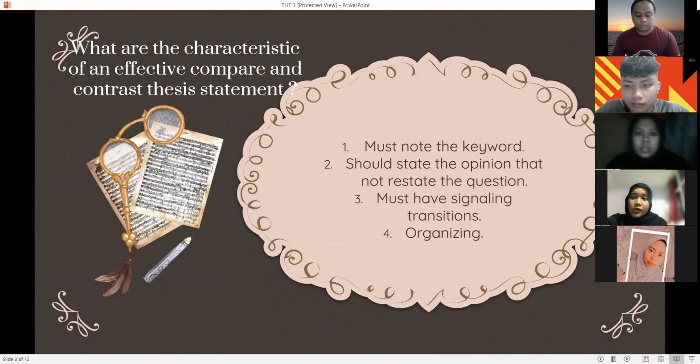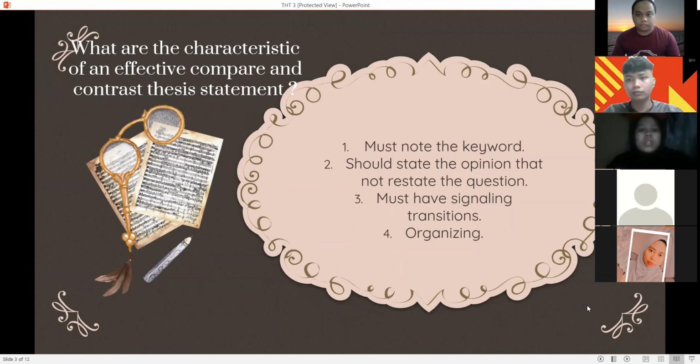Okay, I will start first our presentation for THT3. The first question is, what are the characteristics of an effective compare and contrast thesis statement? We have 4. The first is must not restate the keyword. 2, should state the opinion, not restate the question. 3, must have signaling transitions. And 4, organizing. Next.